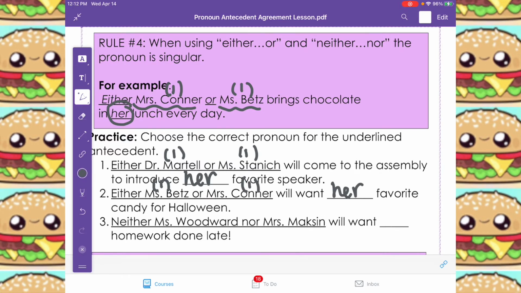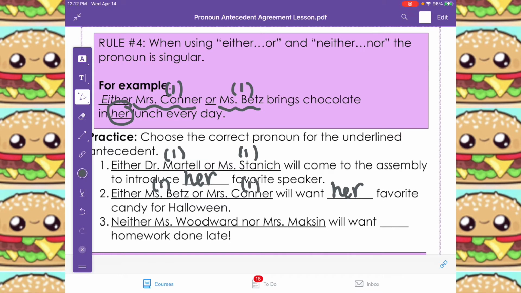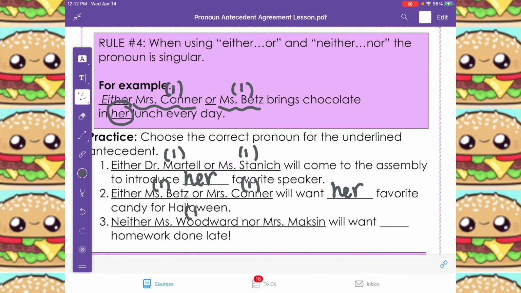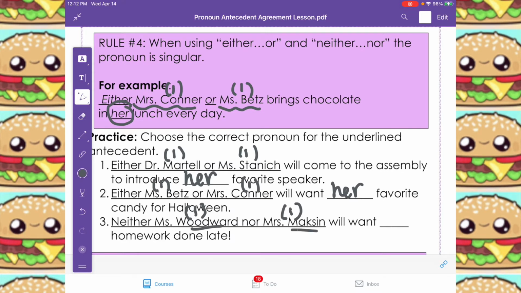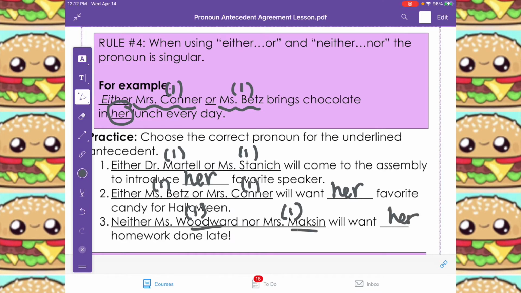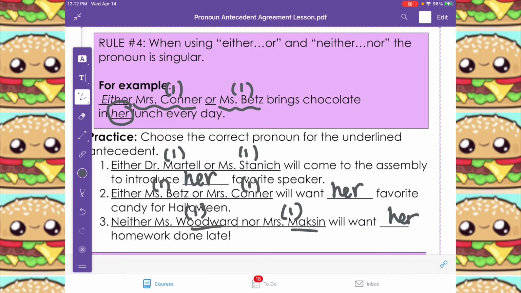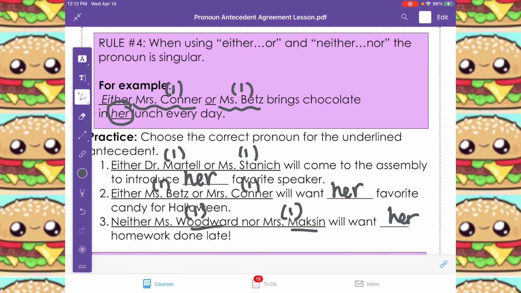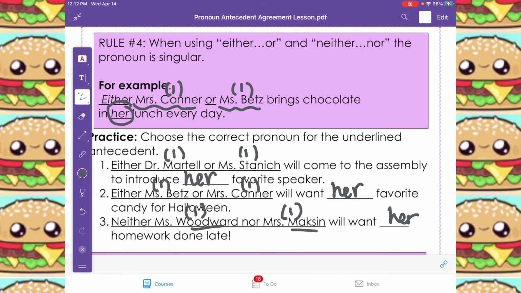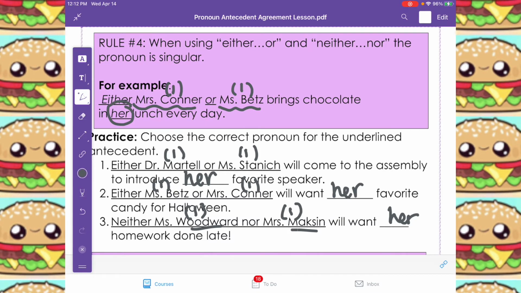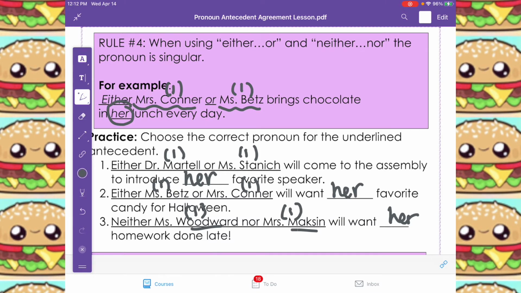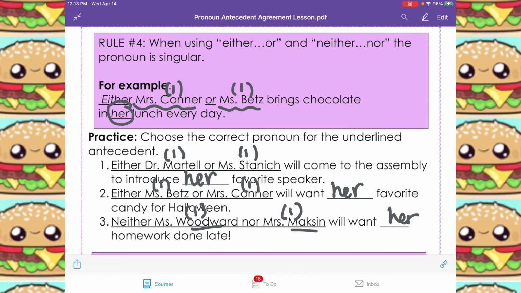Neither Miss Woodward nor Mrs. Maxon will want, again, neither this one person nor this one person. Again, both are feminine, so we can put her. Now, if one of these had been a masculine pronoun, so if it said neither Miss Woodward nor, for example, Mr. Searles, then we would need his or her to represent both genders. And that's rule number 4.